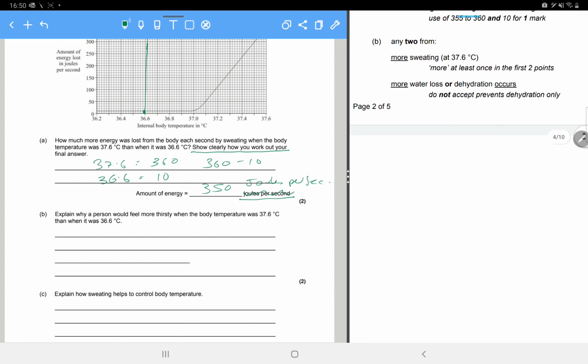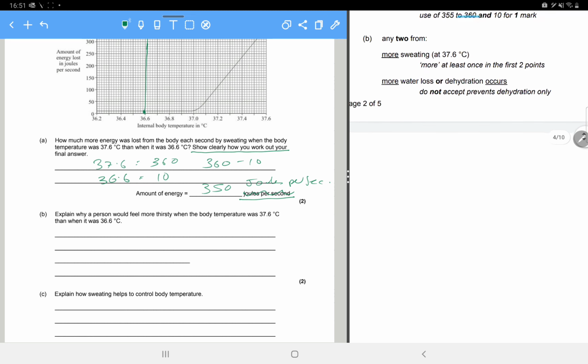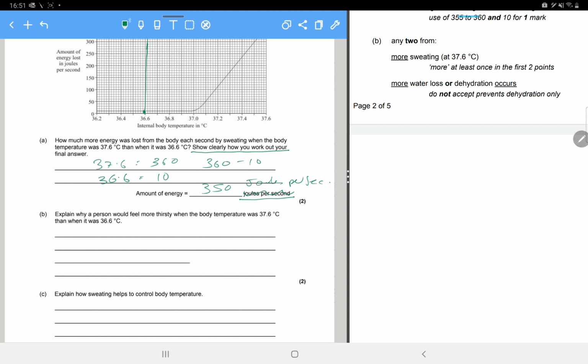So if we look at the mark scheme over here, more sweating at 37.6. And notice the way it says more sweating. Okay, this is really important actually, and this is exam technique. Whenever they're asking a 37.6 to 36.6 question, often the word that's needed in these answers is more. Okay, there is more sweating at 37.6. You wouldn't say that there is sweating at 37.6, because there will be some sweating at 36.6. So you need more sweating, therefore more loss of water.